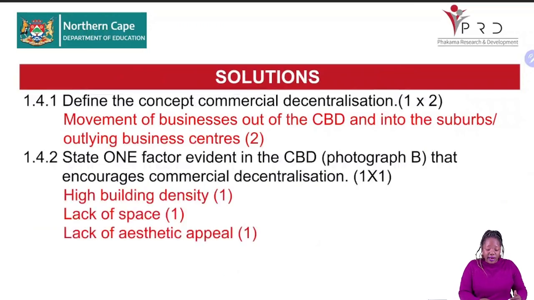And then secondly, to state one factor that is evident in photograph B that encourages the commercial decentralization. So remember there at photograph B, you have your high building density and you have your lack of space. So if there is no space for expansion, so obviously the industries will be looking at decentralizing. And also the lack of the aesthetic appeal, which means it's no longer beautiful or it's no longer attractive.